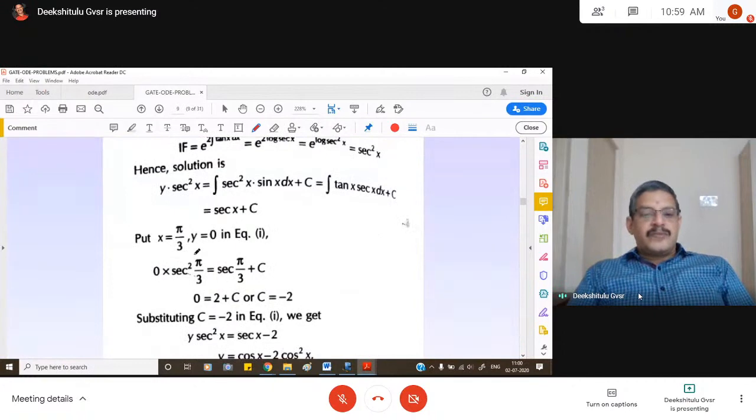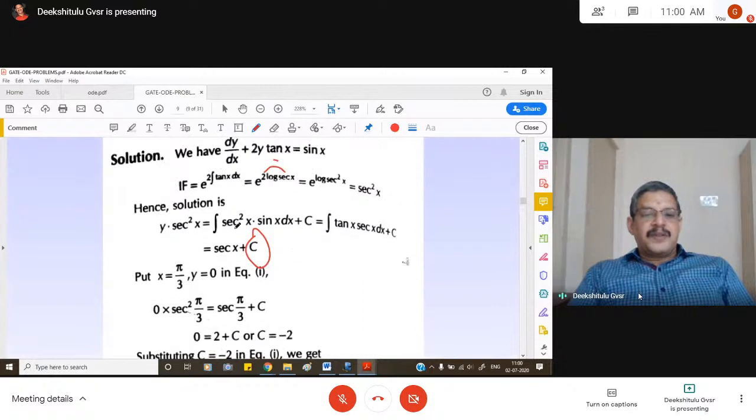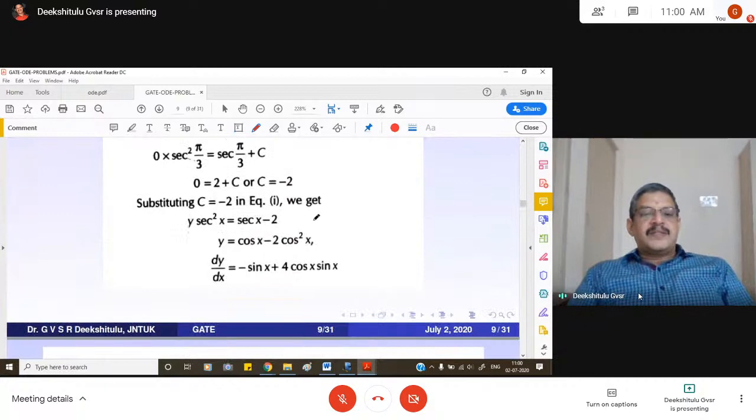So we have to use y at pi by 3 is equal to 0 to evaluate this constant c. If you put x is equal to pi by 3 in the given equation, y is 0, so this left hand term becomes 0, equal to secant pi by 3 plus c. But secant pi by 3 is 2, so c becomes minus 2. So your solution will be y secant square x is equal to secant x minus 2 if you substitute this here.